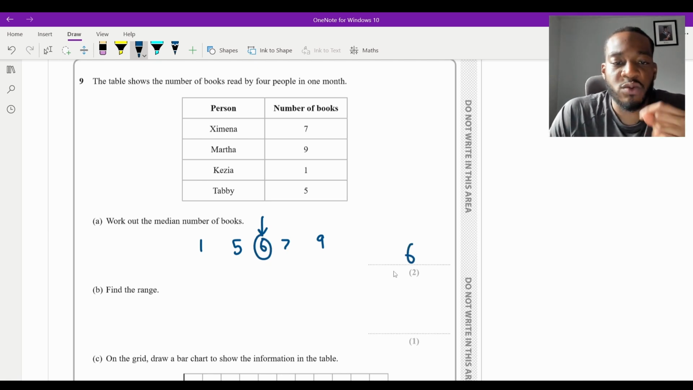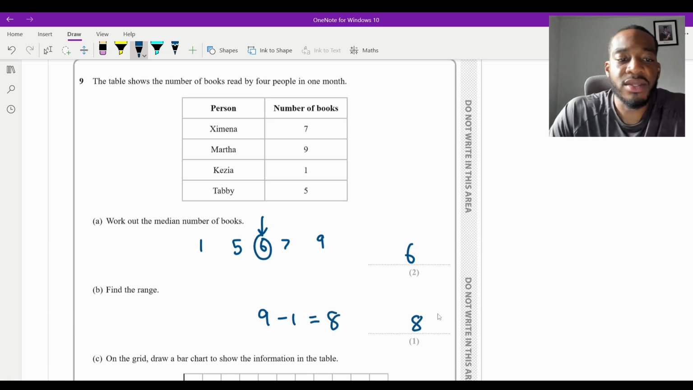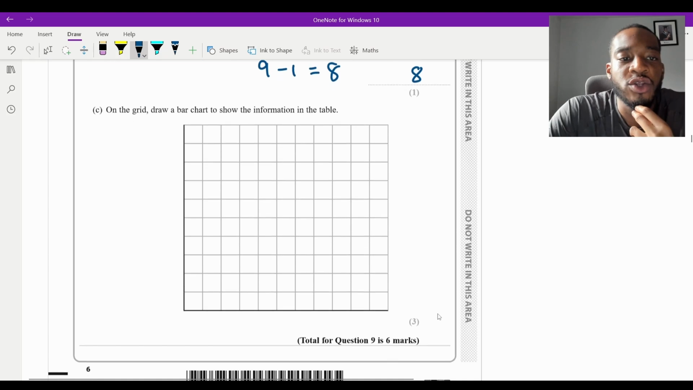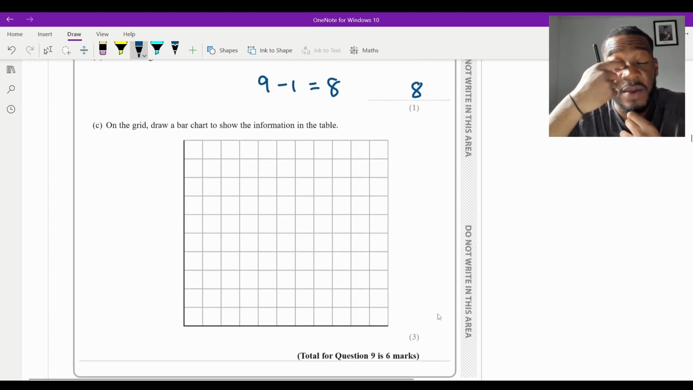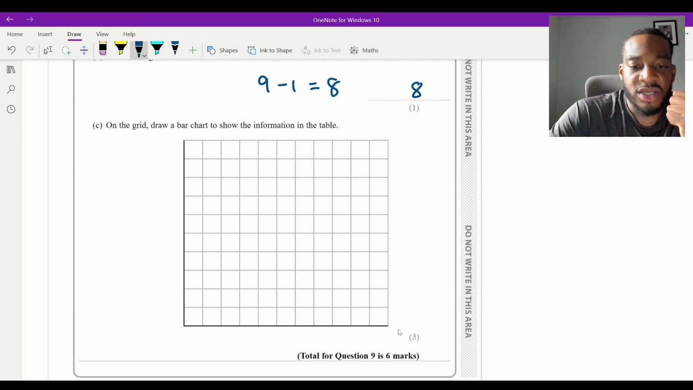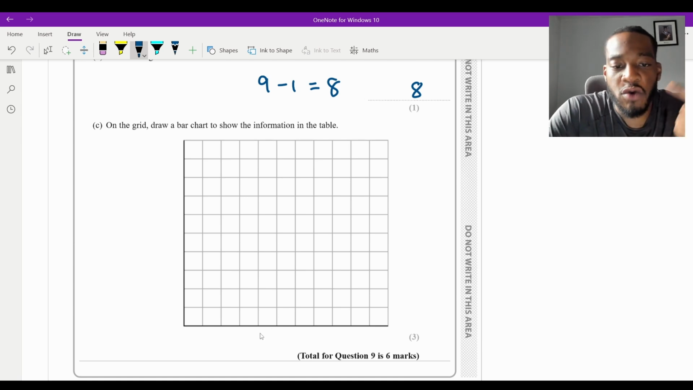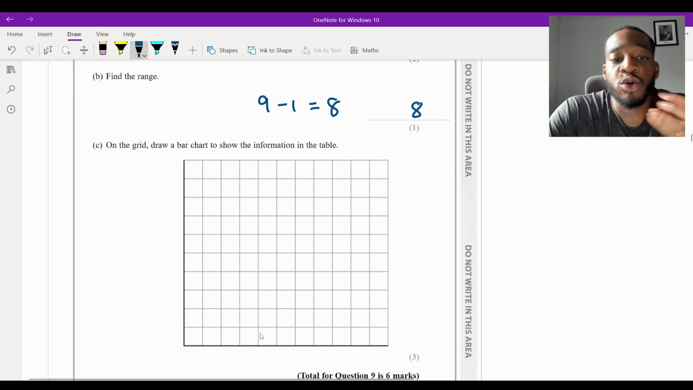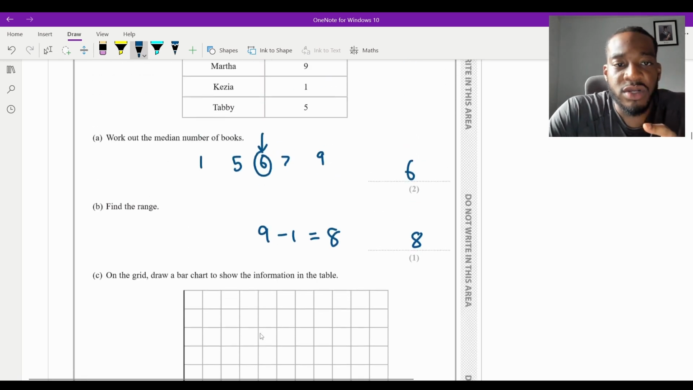And we need to find the range. Well, very easy. The range is just the largest take away the smallest value. So the range will be 9 take away 1, which is just equal to 8. So I'll put an 8 here. And then now part C says, on the grid, draw a bar chart to show the information on the table. Now, it's 3 marks, so you've got a couple of things that you need to get. You need to obviously label your axes, your horizontal and your vertical axes, and you obviously need to draw the bars themselves.